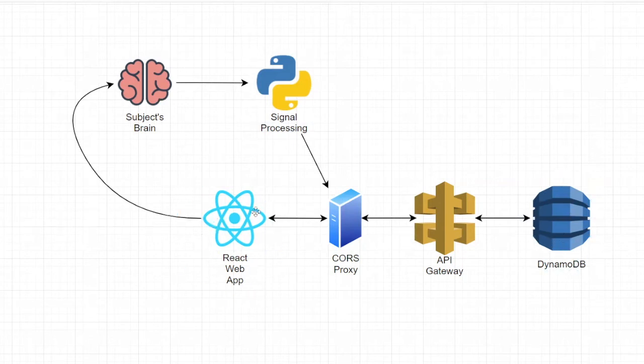And then what we have here is our React web app. What that does is it reads from our database using these two rerouters. And then in our case, it outputs two graphs. And this output could be anything. It could be calming music, some sort of notification, etc. And any of those stimuli get fed into the subject's brain, and it creates a sort of feedback loop.